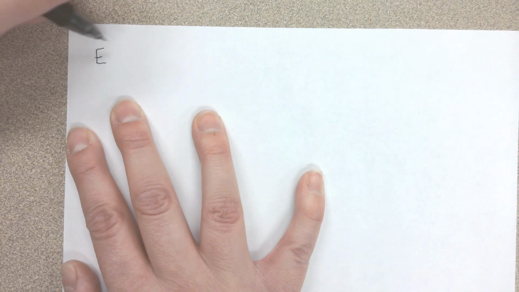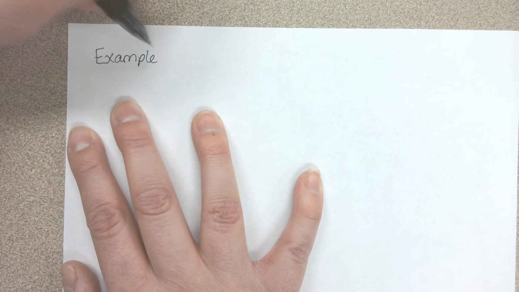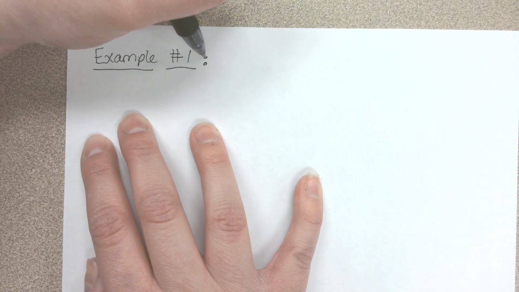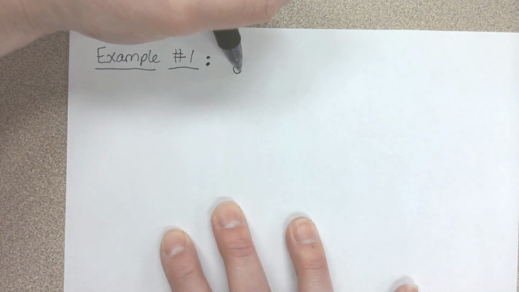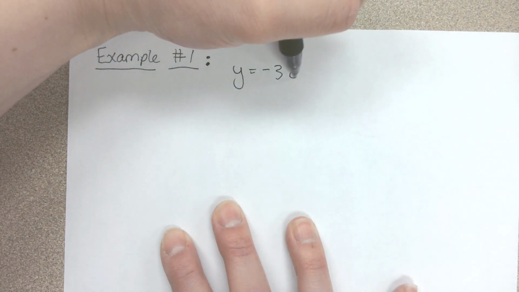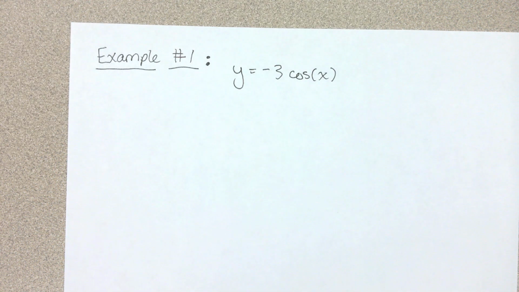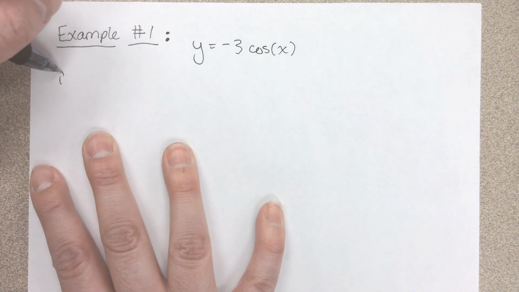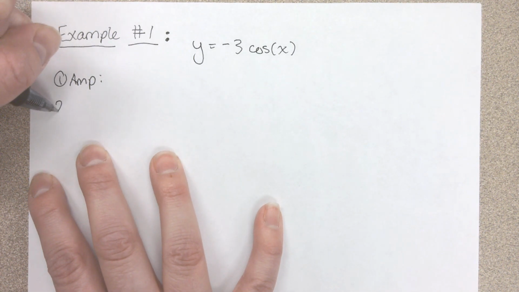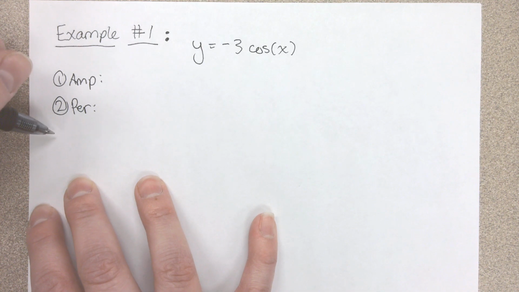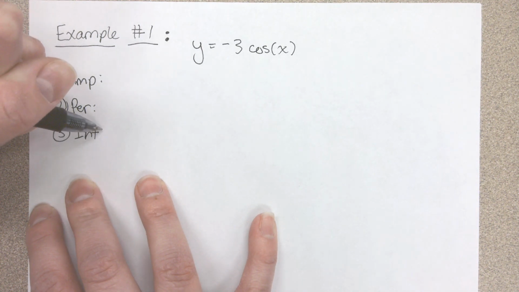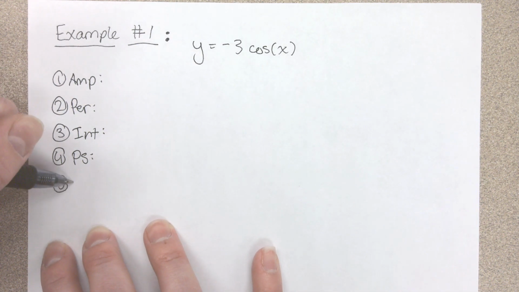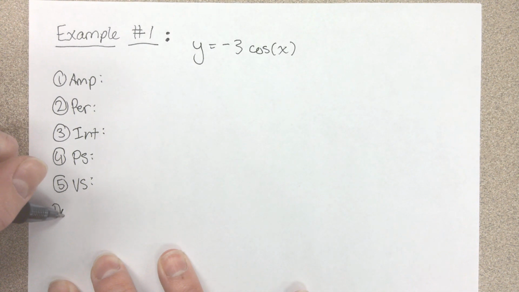First example, we are going to go very easy. Y equals -3 cosine of x. And let's make our list. Amplitude, period, interval, phase shift, vertical shift, and domain and range.